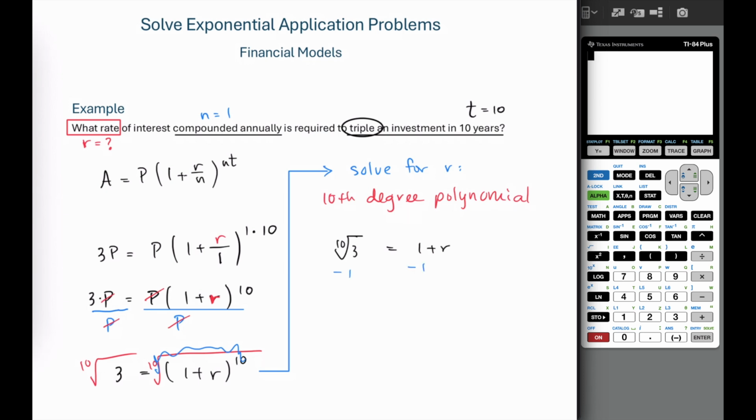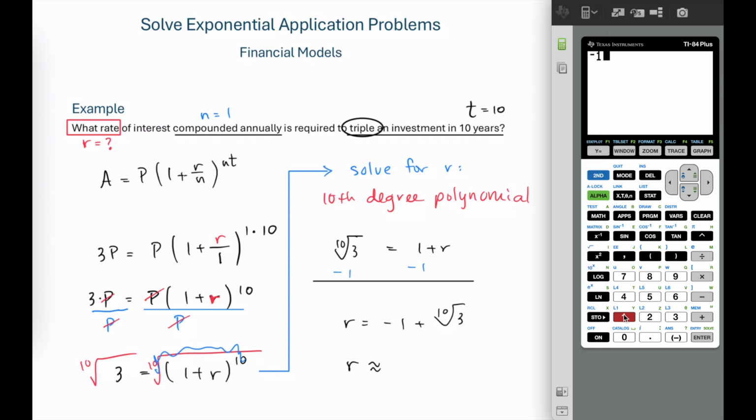Then we subtract 1 from both sides to get that R is equal to negative 1 plus the 10th root of 3. But as we've seen before, we do want to get a decimal approximation from that so that this rate actually has some meaning to us. So we'll say negative 1 plus. In order to say the 10th root in our calculator, we could call this 3 to the 1/10th power, or we could access the 10th root by looking at the math menu and coming down to this function here, which is number 5. And then when we select that function, it gives me the ability to input whatever index it is that we want.